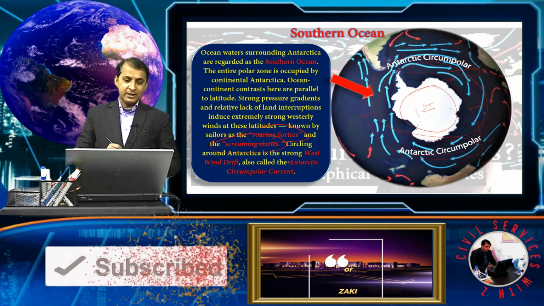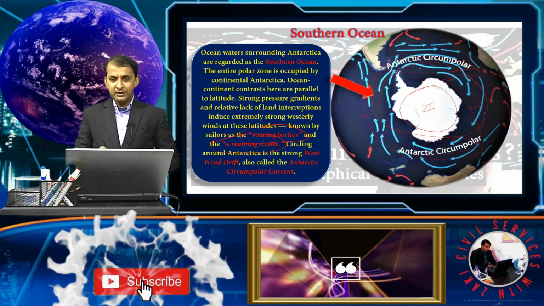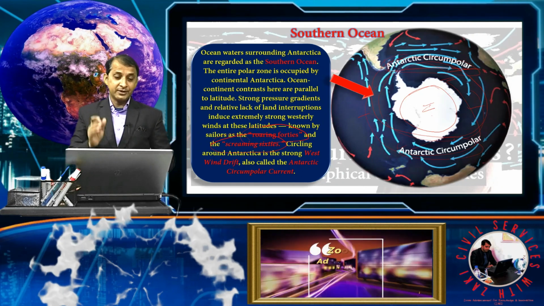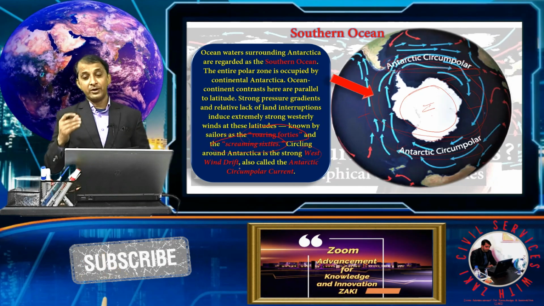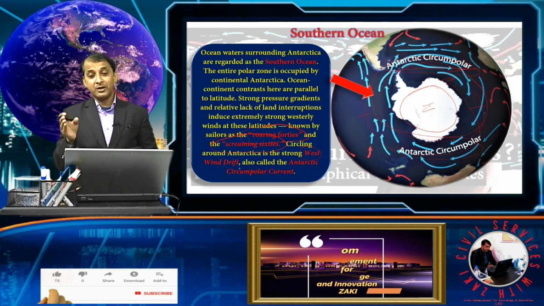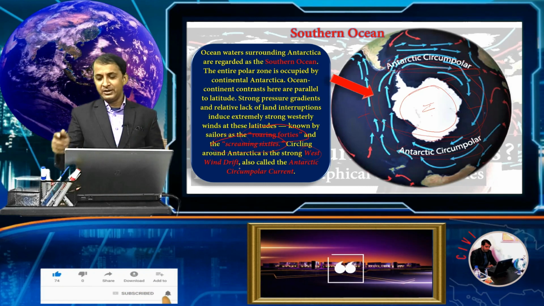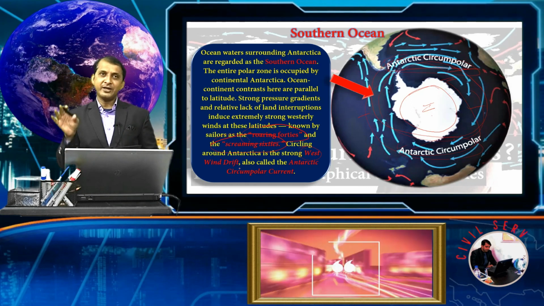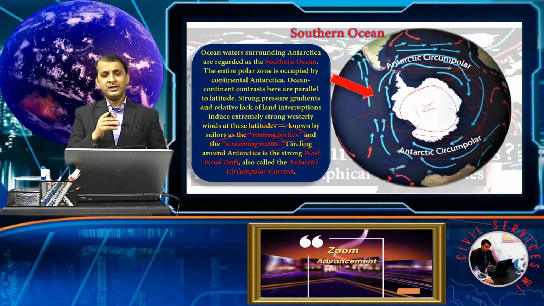In this area there is a strong west wind drift, which is called the Antarctic Circumpolar Current or west wind drift. West wind drift and Antarctic Circumpolar Current are the same thing. So this is all about the Southern Ocean and its ocean currents. Now we have seen all the ocean currents across the globe, and I hope you understand these ocean currents easily.